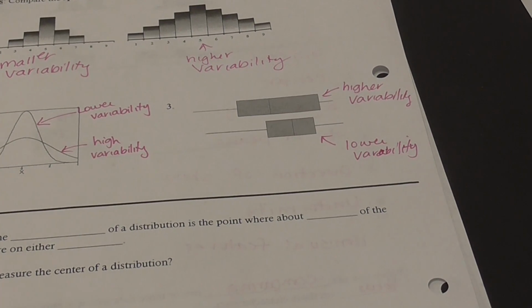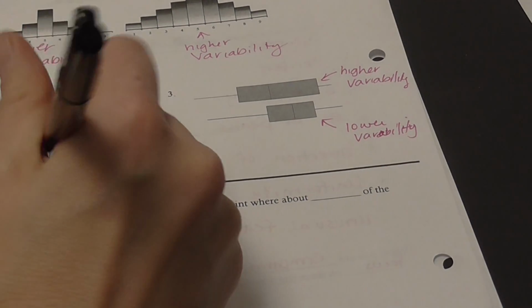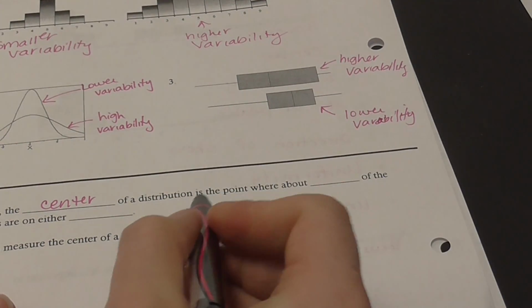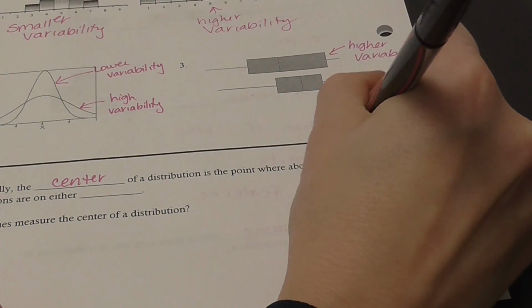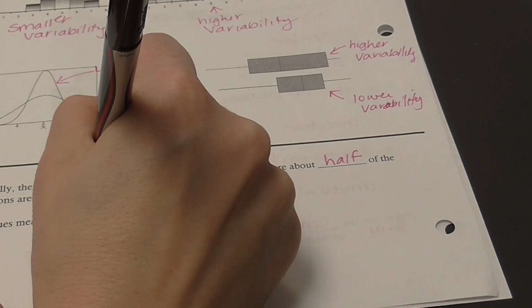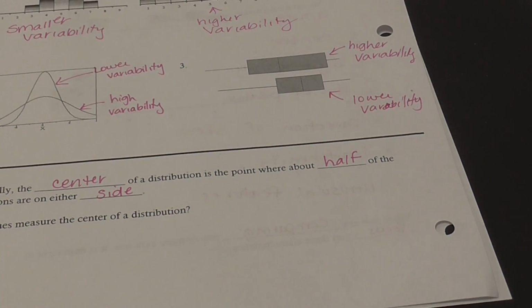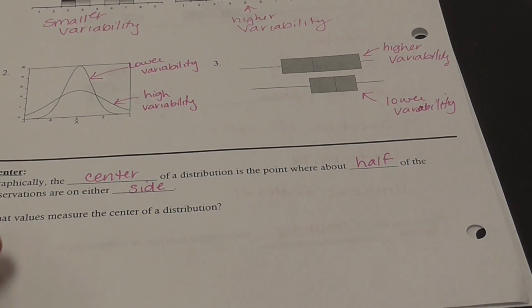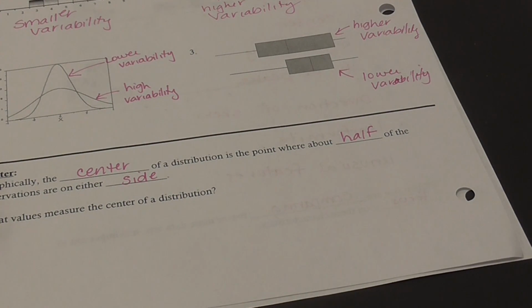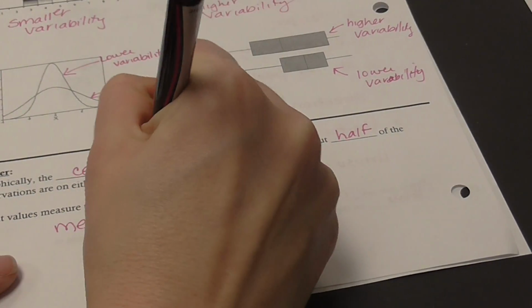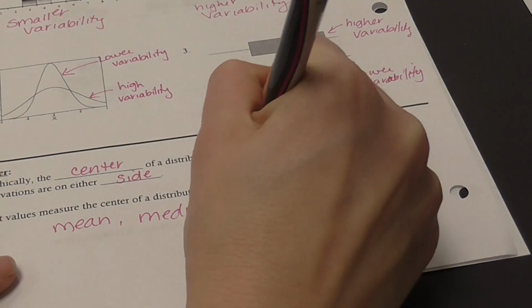Okay, so the center, graphically, the center of a distribution is the point where about half of the observations, half of the data, are on either side. So the center is the middle, it's where it would be more like the mean of the data. All right? So what are the values that measure the center? All right, these are measures of center. There's 3 of them. They all start with M. Mean, median, and mode.